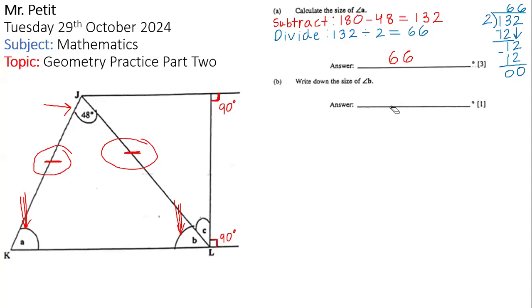Okay, so we have that angle A is what? 66 degrees. Okay, do you all have this written down? The first part? We're also writing. Yes, sir.